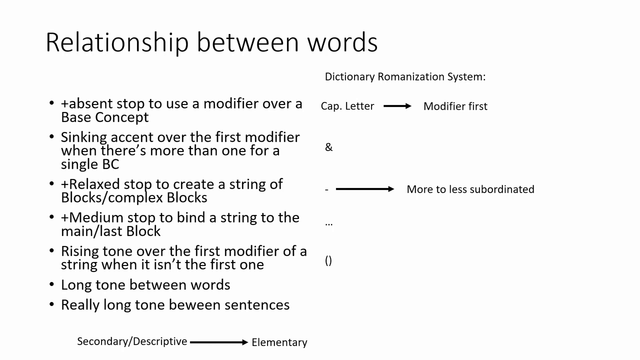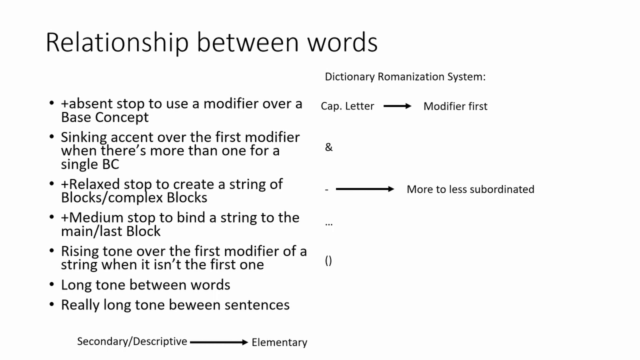An absent stop is used only after modifiers that modify a base concept that follows it. If more than one is employed for a single base concept, every modifier but the last acquires a sinking accent. A relaxed stop is used to create a string of blocks constructing a complex block. It can contain both modified and unmodified blocks. They are written from more to less subordinated and may leave some, although it must be the minimal, room for interpretation.